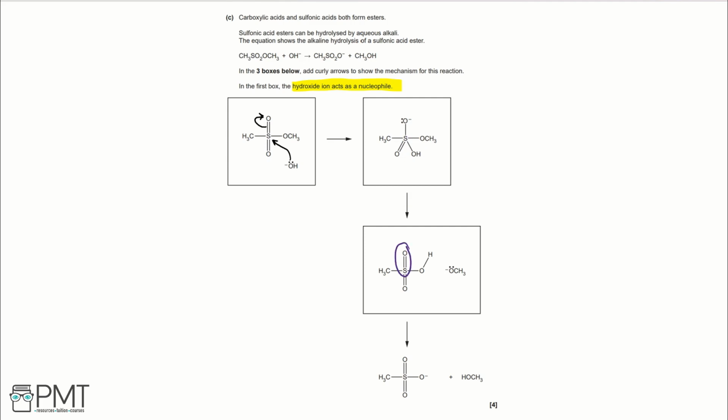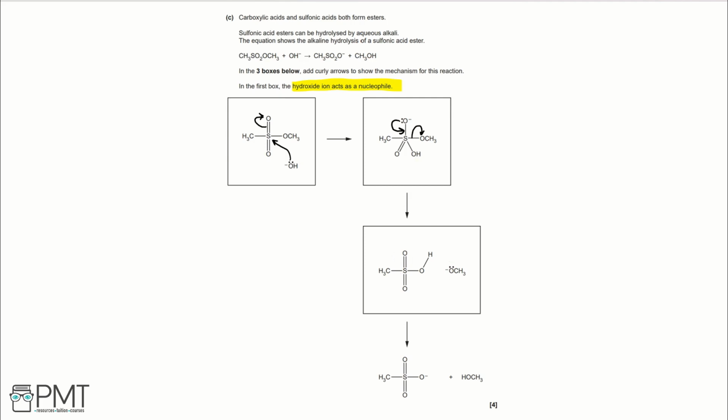Then if we look at our next stage, well, we're trying to reform this sulfur-oxygen double bond. So we need our first curly arrow going from the lone pair on the oxygen into the sulfur-oxygen single bond. And then we're also trying to kick off this OCH3- group. So we can have a curly arrow going from the bond of the SO towards the oxygen, and that's going to kick it off as a side group.